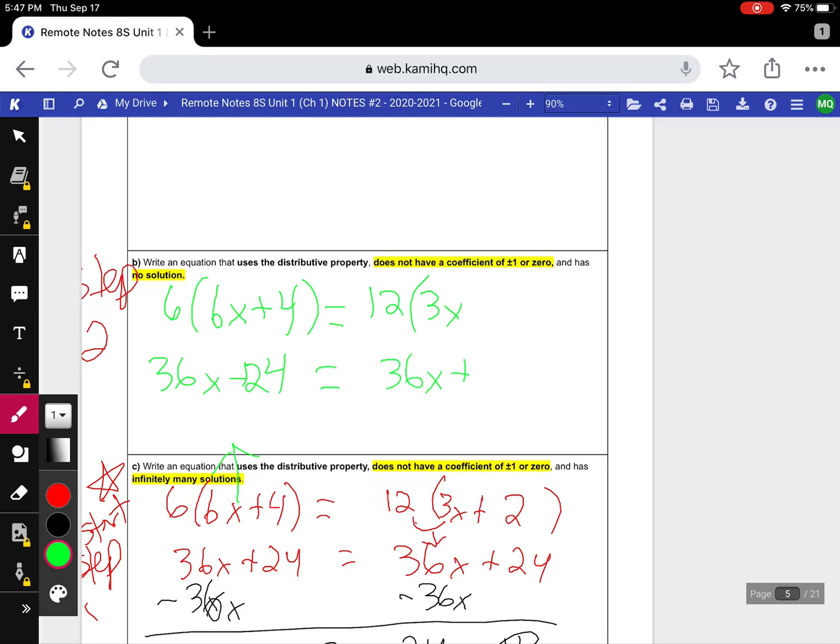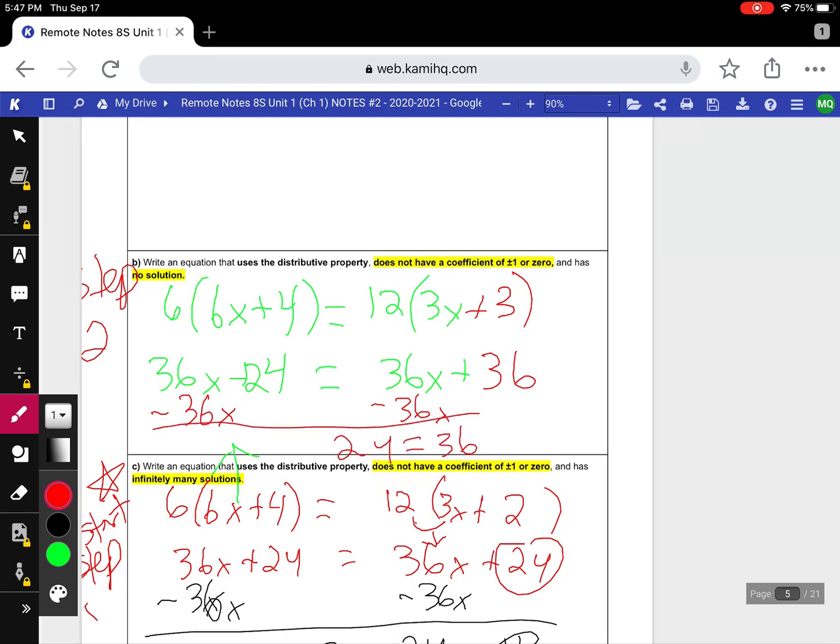Now, on here, I can pick any number that times 12 is not going to equal 24. I just don't want 24 there. So pick any number. Let's pick plus 3. If I pick plus 3, I get plus 36, right? Minus 36x minus 36x. I get 24 equals 36. That is not a true statement. So no real numbers are the solution.